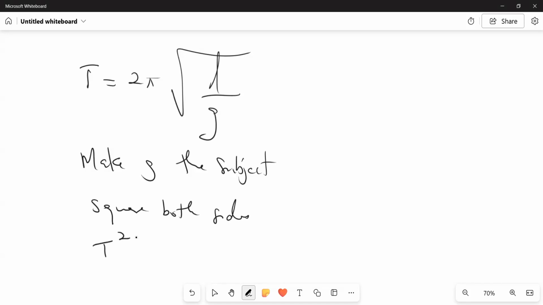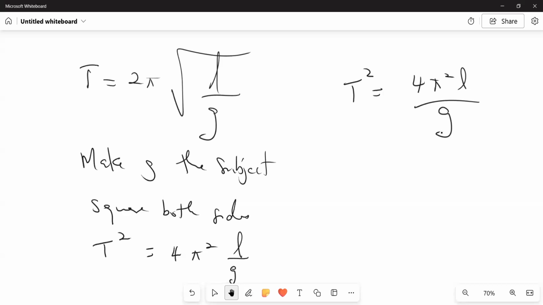You get T squared over here. You square 2, you get 4. You square pi, you get pi squared. And when you square everything under the square root sign, you get L over G, right? So this can be written back like this: T squared equals 4 pi squared L over G, right?